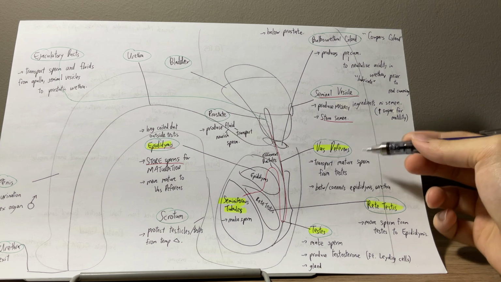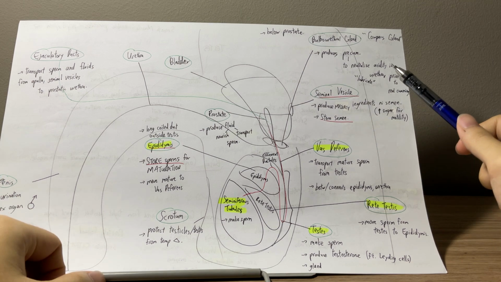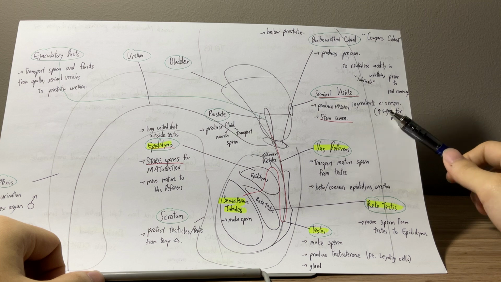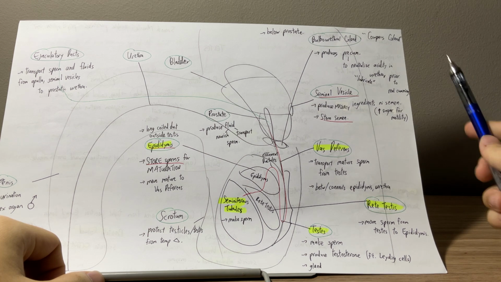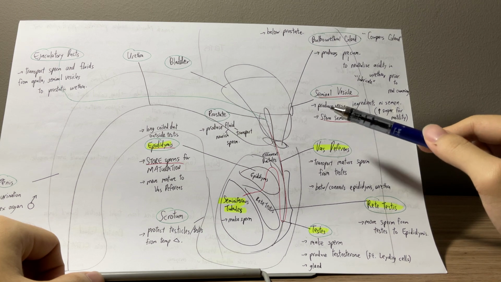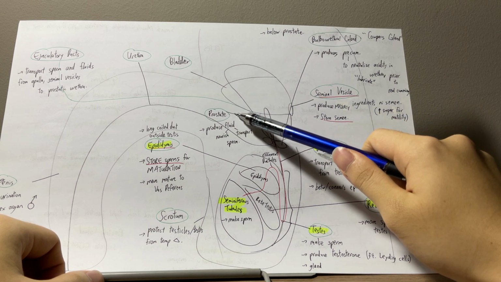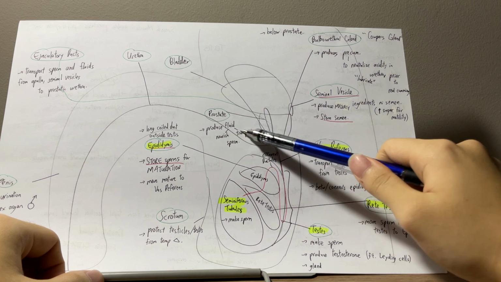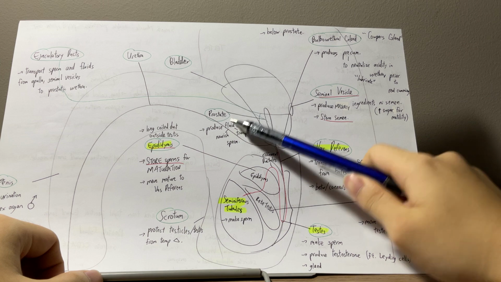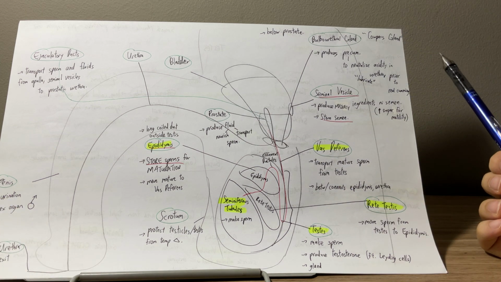So yeah, the seminal vesicle produces the majority of the ingredients of semen. For example, sugar for motility. Also, another function is it stores semen. And the prostate produces fluid that nourishes and transports sperm. So its role is not so far from that of the seminal vesicle. Okay.